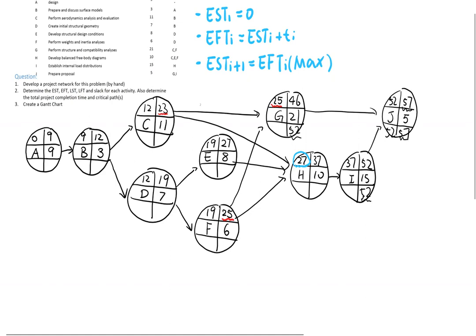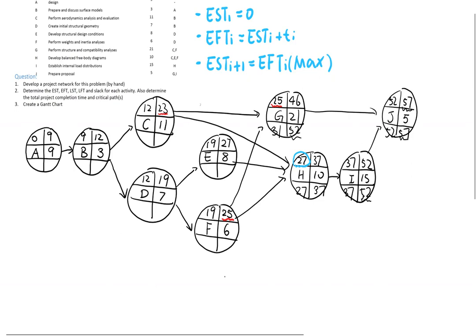And then we do a subtraction. 37, and this is 31. And then 37 here, 27. Okay, now it's a bit complicated when we have so many arrows here. Let's start from activity C then.